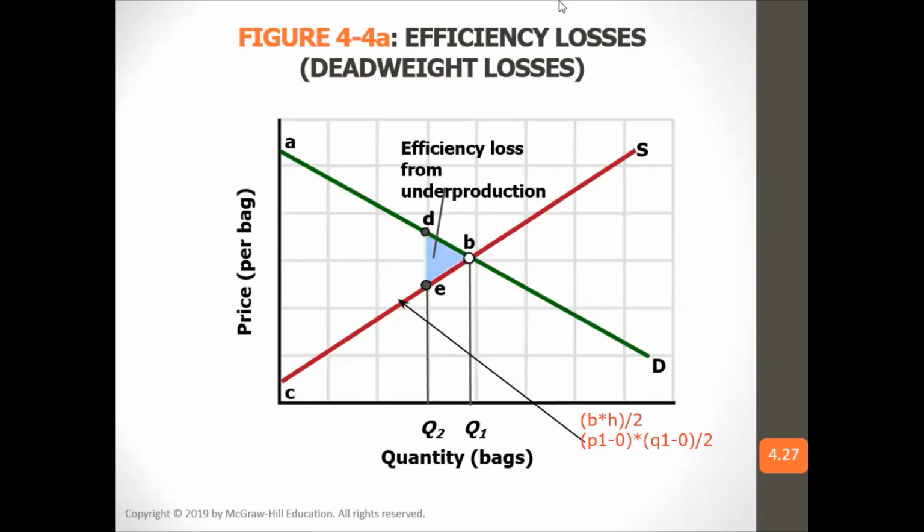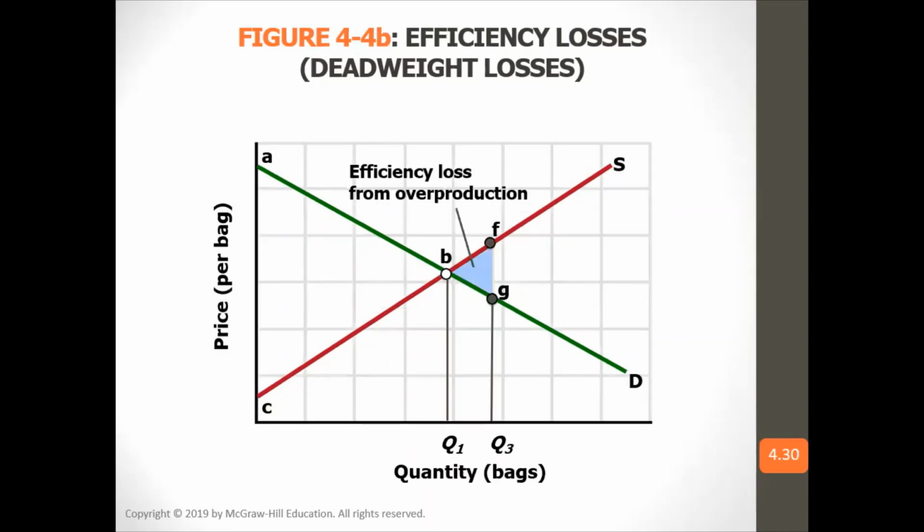So then if they produce less than equilibrium, it's called underproduction. The efficiency loss is the triangle. So that's what they lose. And then overproduction is when they produce too much, more than equilibrium, and the efficiency loss is this triangle. To calculate that triangle area, you do F minus G times Q3 minus Q1, divided by 2.